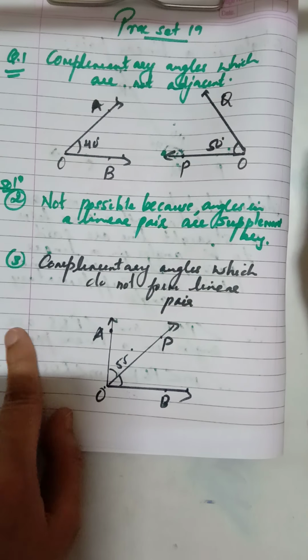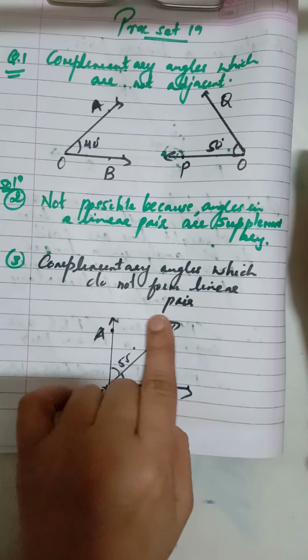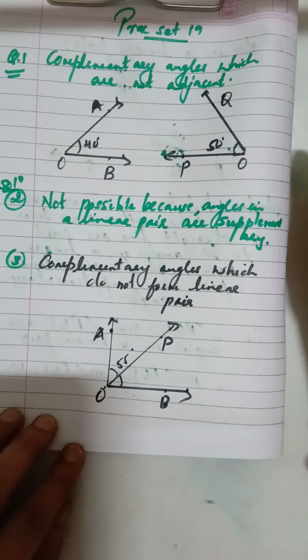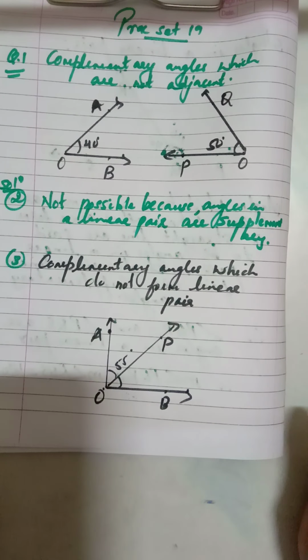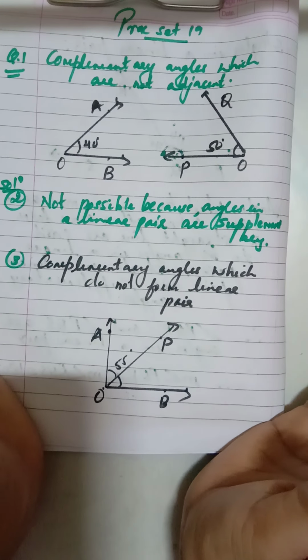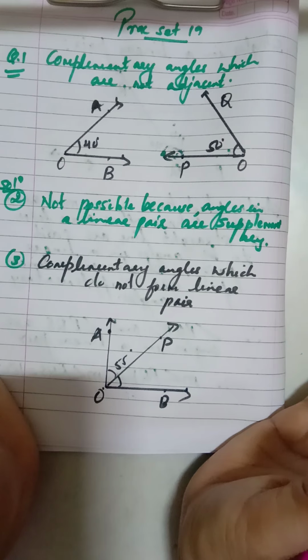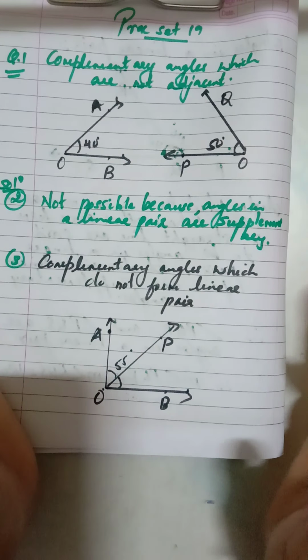Now coming to the third figure, complementary angles which do not form a linear pair. They should be complementary angles, but they should not form a linear pair. So now you have seen the figure of a linear pair, how one arm is common and the other arms are forming a straight line. So in the case of a linear pair, the other arm is forming a straight line.